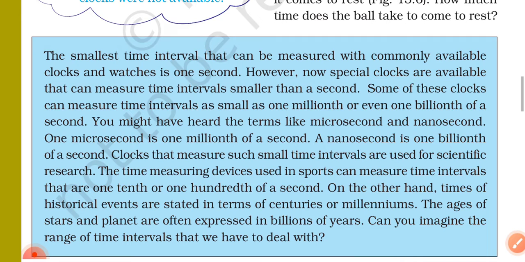Clocks that measure such small time intervals are used for scientific research. The time measuring devices used in sports can measure time intervals that are 1/10 or 1/100 of a second. On the other hand, times of historical events are stated in terms of centuries or millenniums. The ages of stars and planets are often expressed in billions of years. Can you imagine the range of time intervals that we have to deal with?